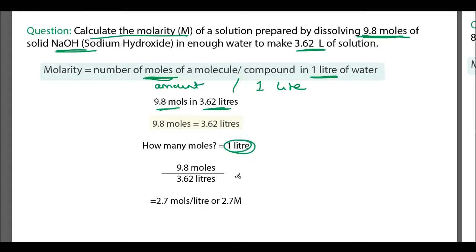So if we perform the calculation, 9.8 divided by 3.62, it gives us the amount of moles in 1 litre. So we've got 2.7 moles in 1 litre, or we say 2.7 molar. So the answer is 2.7 molar.